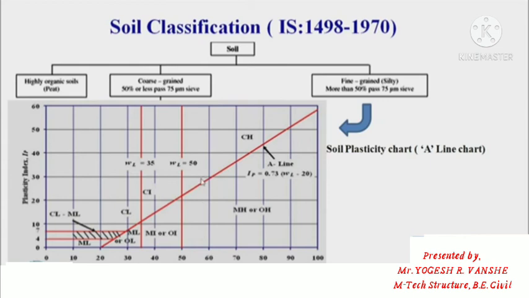Now what we have to do is, based on our properties and our data, see where our point comes. If it comes in this particular segment, then our soil is an MH type of soil. If my point comes in this particular zone, then it is called a CH type of soil, that means clay with high compressibility. We will discuss this with the help of a small problem.